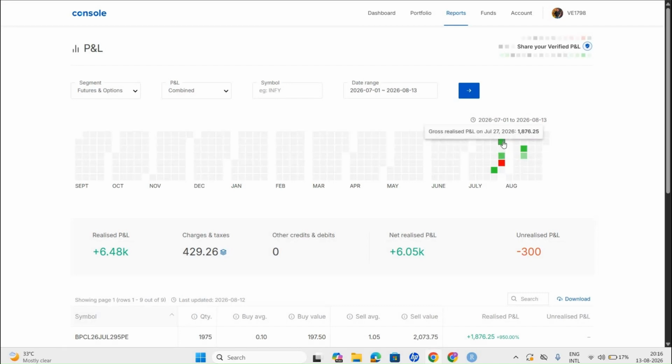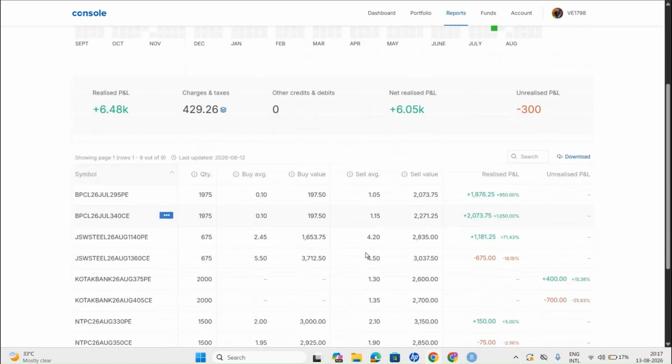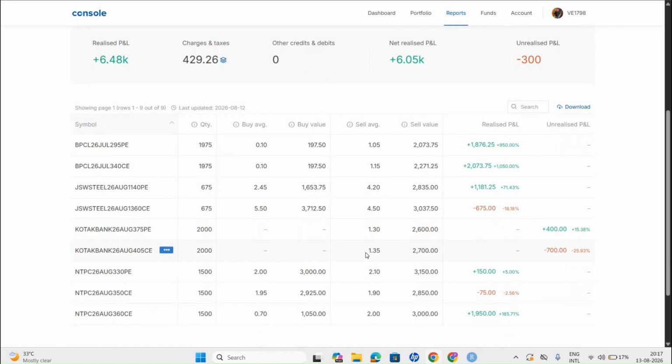This is the third trade in which I gained around 1800 rupees, and the fourth trade is also profitable, like 2000 rupees, and then this is 35 rupees and this is 75 rupees. So basically you can see I have taken 1, 2, 3, 4, 5, 6 trades, and all the trades were profitable. Currently it has a total profit of 6,500. And if I go below this, you can see all my trades here.